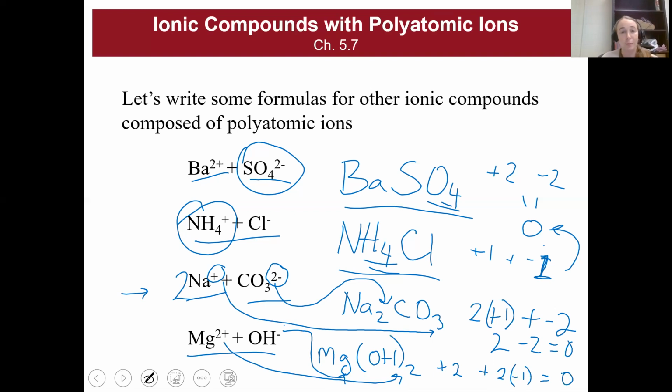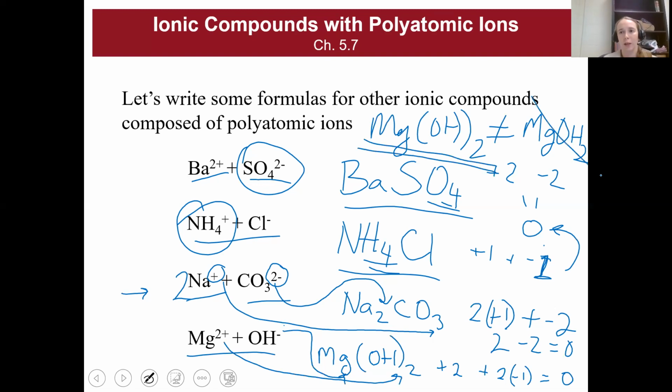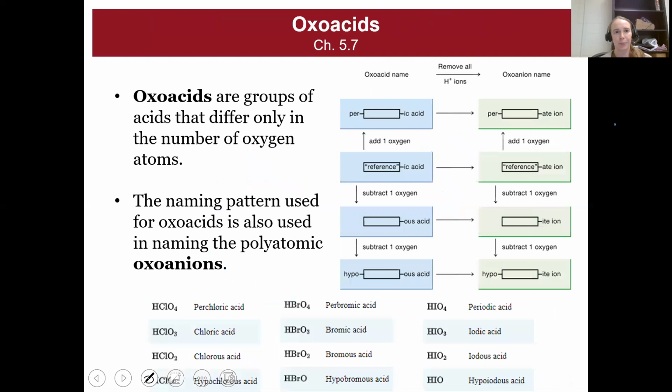So note this time I needed parentheses because magnesium hydroxide is not the same as saying magnesium OH2. They're very different. One exists and one doesn't really. So this is how we have to write it, not like this. We need our parentheses. All right, awesome. So what else can we learn today?